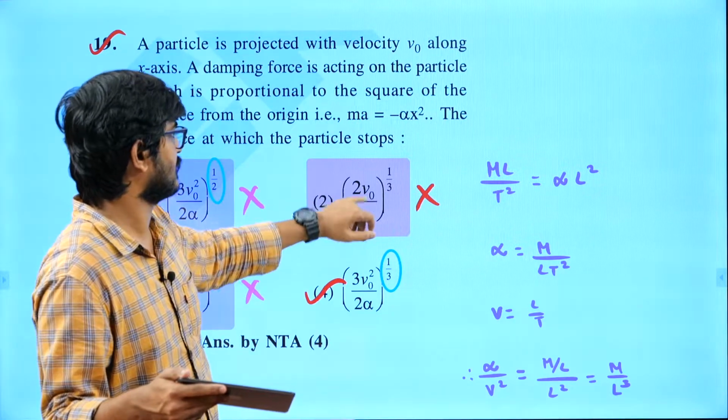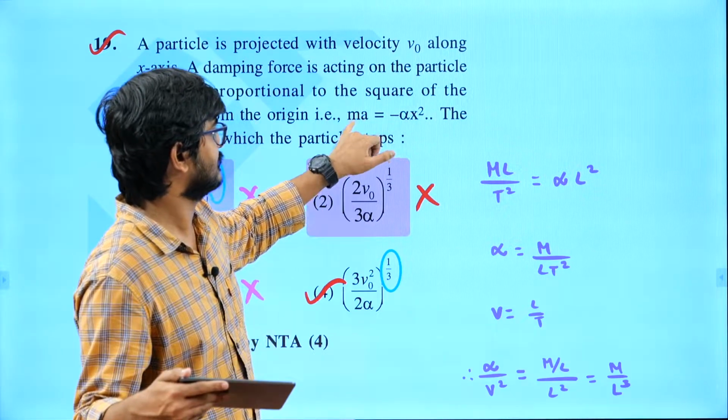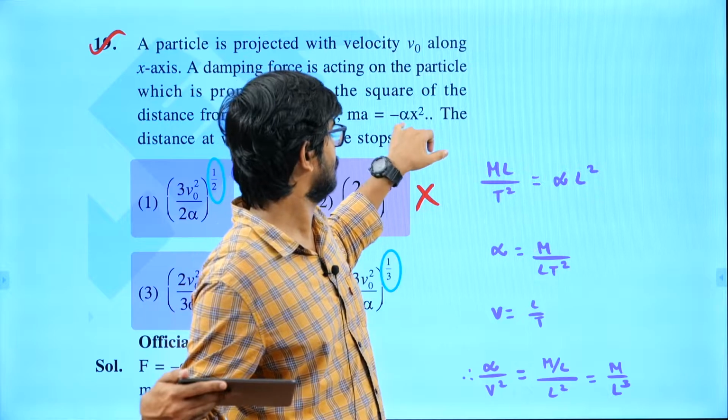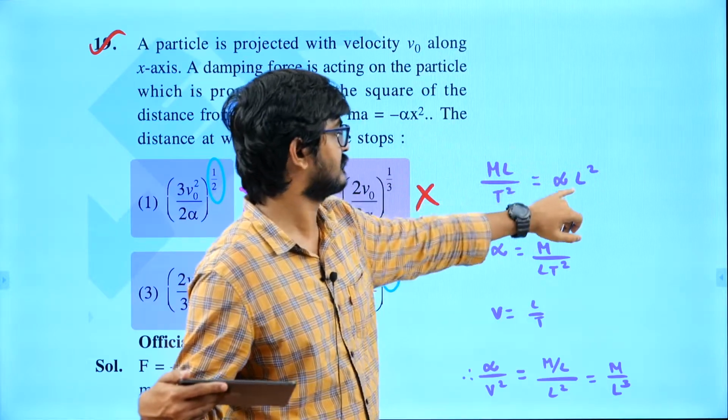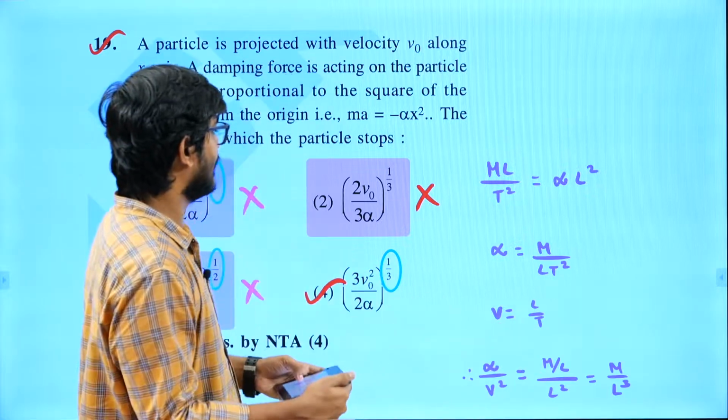Options are in terms of V0 and alpha, right? So I'll be finding alpha dimensions. M into A is M L by T square, dimensions will be same as alpha L square dimensions. So from here alpha dimensions is this much. Velocity dimensions, you know, L by T. Now what I need is time.